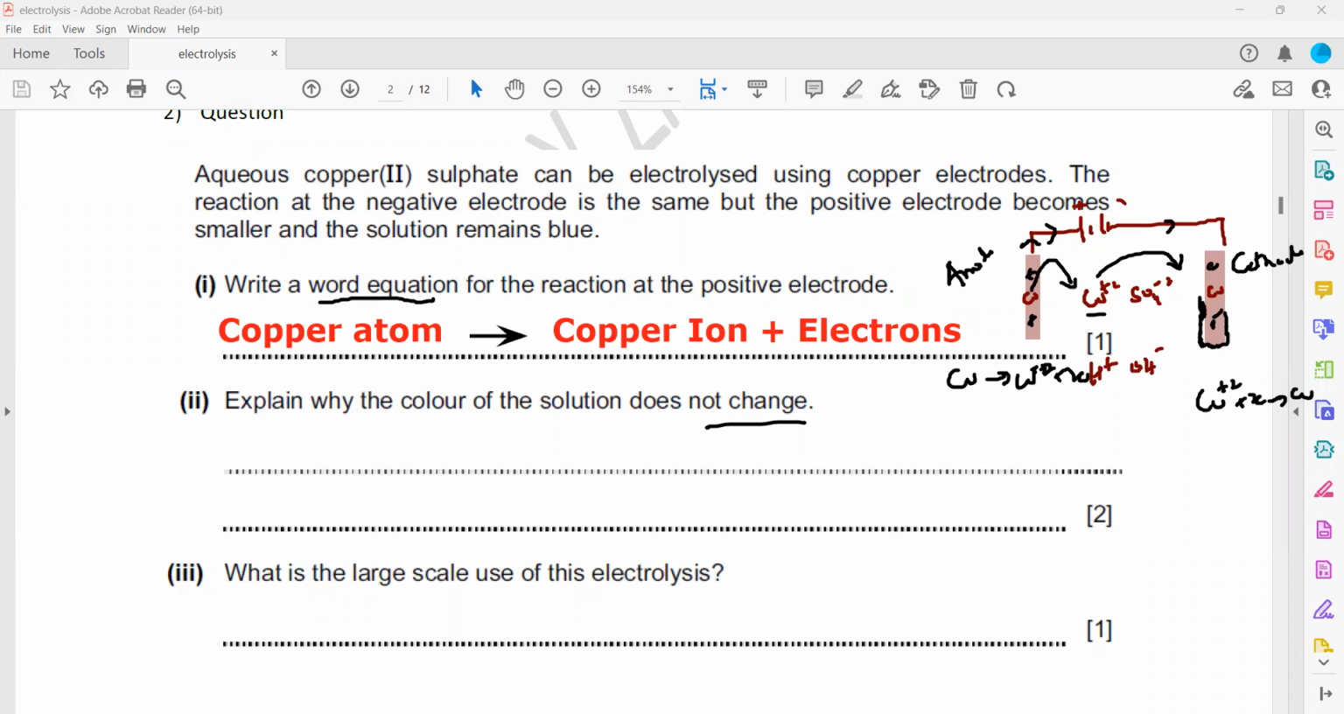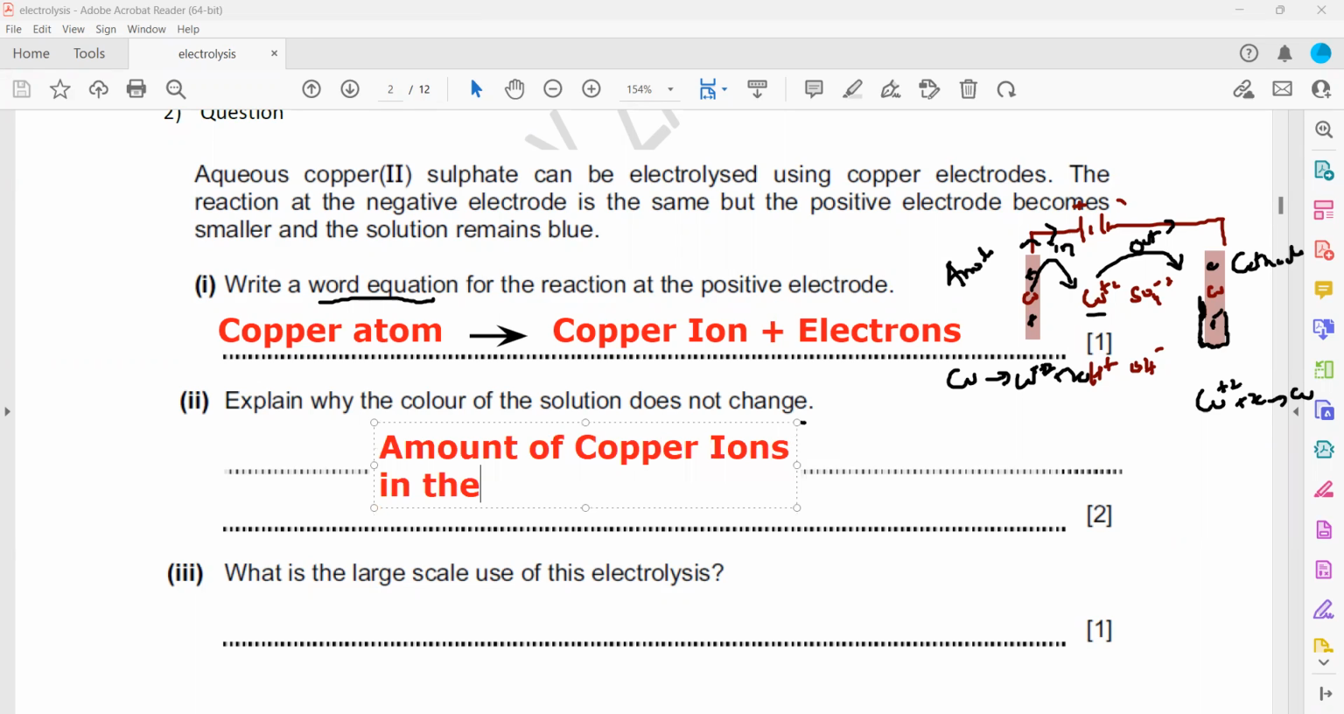So the concentration or amount of the copper ion does not change, or the number of copper ions which are going out from the electrolyte is the same as the number of copper ions which enter the electrolyte. So the answer here is that the concentration of the copper ion, or amount of copper ion, you can also use, in the electrolyte does not change.